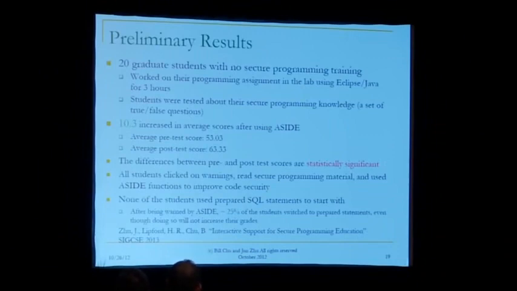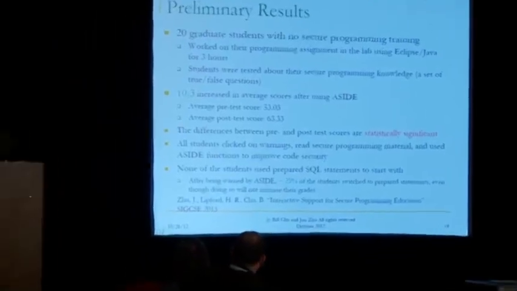Now, being true-false questions, you would expect a 50% chance of getting them right. Indeed, before they use the tool, the average score is about 53%, so it's roughly random. But after, they got a 10% increase. We ran standard statistical analysis tools, and it shows it's statistically very significant. So just after using it for 3 hours, they began to learn the concepts of input validation, output encoding, and things like that. This is not with anybody teaching them. They're just reading the material, going to OWASP, understanding that information.